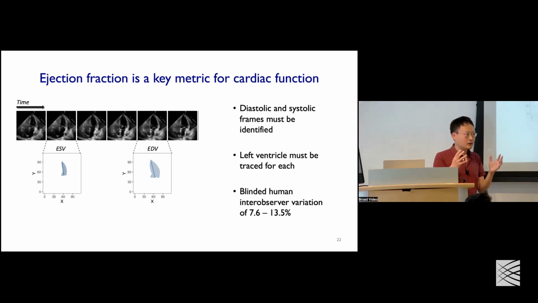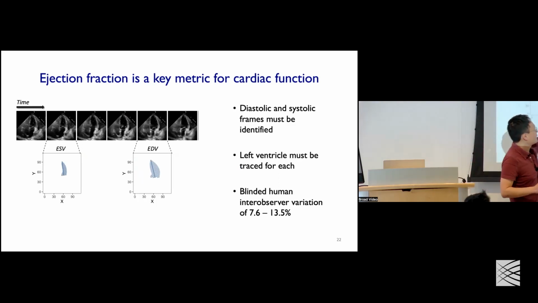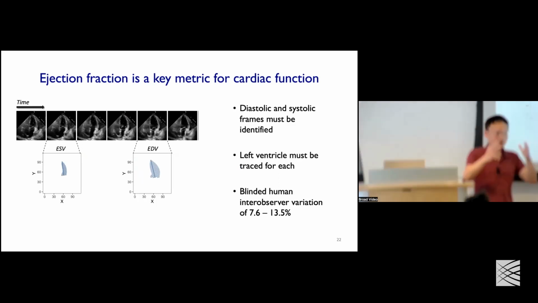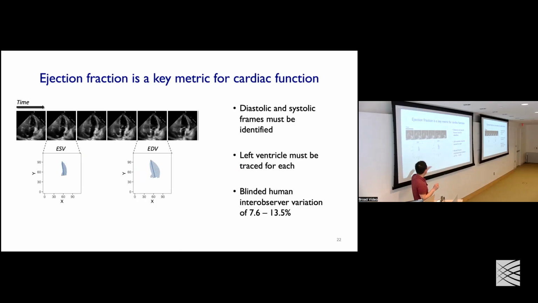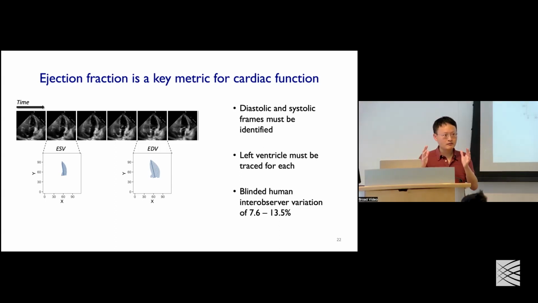So what they do is they go through the video manually and find the single frame where the heart is the most expanded. They'll trace that out. They'll find another frame where the heart is most contracted, and trace this left ventricle chamber out. Then, based on how much the volume contracts between these two frames, there's a mathematical formula for estimating this thing called ejection fraction, which is basically a measure of how well the heart is functioning.